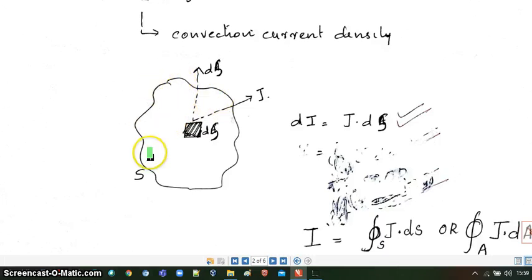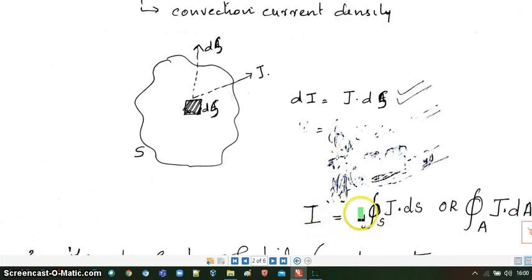Now, this is a closed surface, and this is your current density J, and here you are taking a small area ds. Then I can write the elemental current dI is equal to J ds, where J is the current density and ds is the elemental area or small surface area. From that you can write I is equal to the surface integral of J ds. One thing that you have to keep in mind is, if across the integral there is a circular sign, then that means the surface is closed.